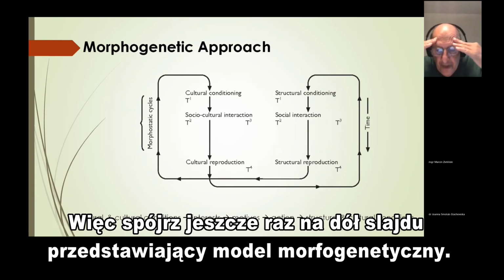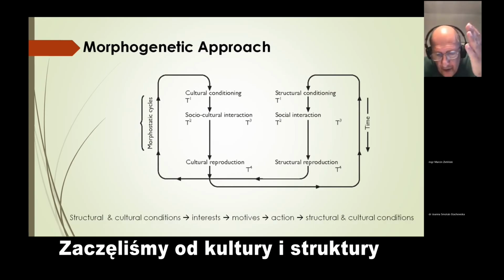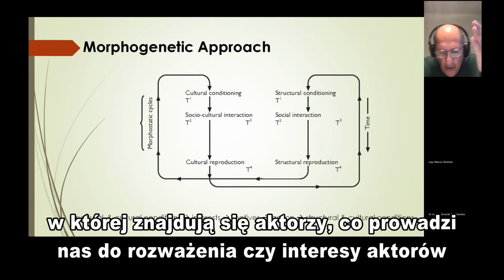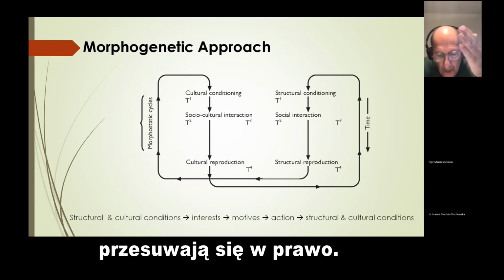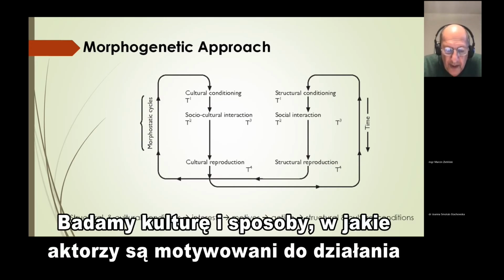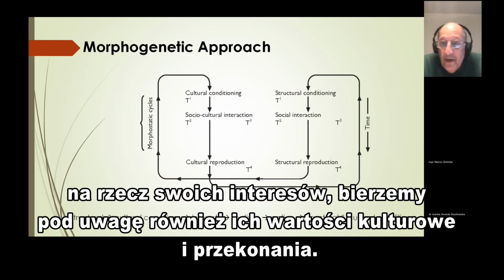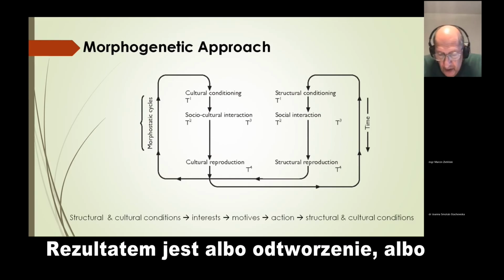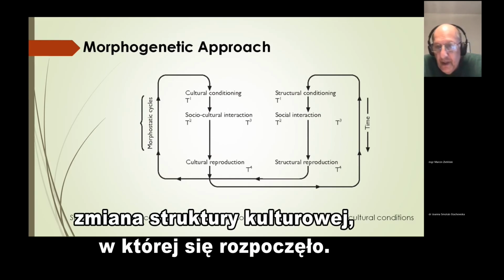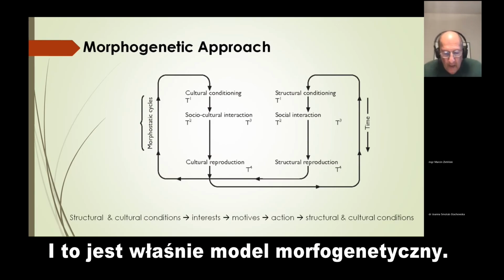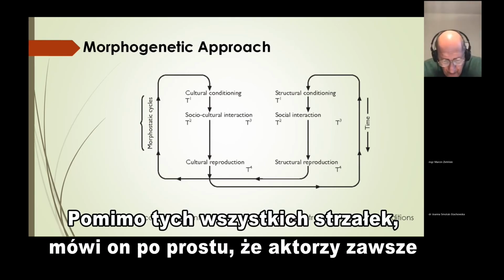So look again at the bottom of the slide depicting the morphogenetic model. We started with culture and structure in which actors are placed, which leads us to consider actors' interests. Moving rightward, we examine the culturally informed ways in which the actors are motivated to act on their interests, taking into account as well their cultural values and beliefs. The results are either to reproduce or alter the cultural structure in which they started. And that is the morphogenetic model, despite all those arrows.